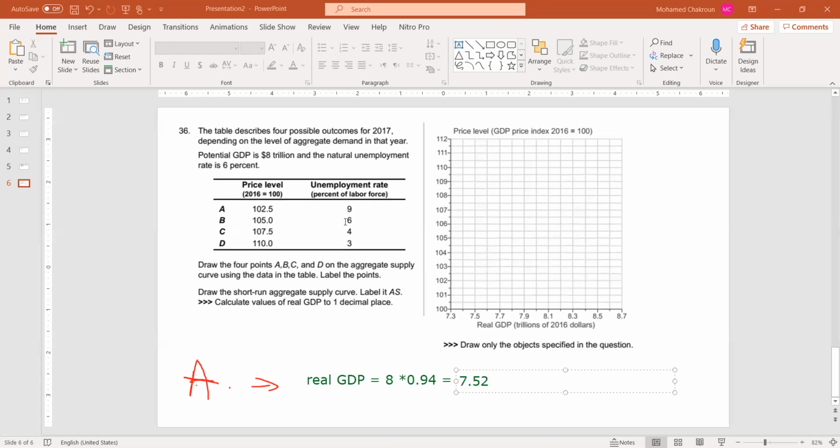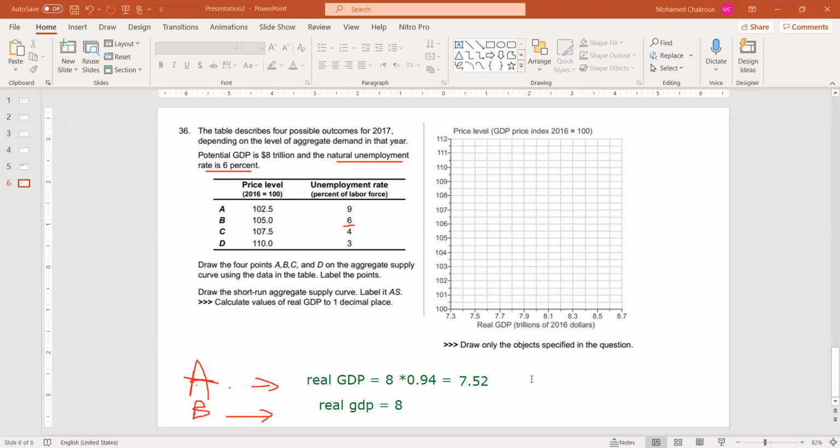At point B, the unemployment rate is equal to 6, which is equal to the natural unemployment rate, 6. So real GDP is equal to potential GDP. So at point B, real GDP is equal to 8.